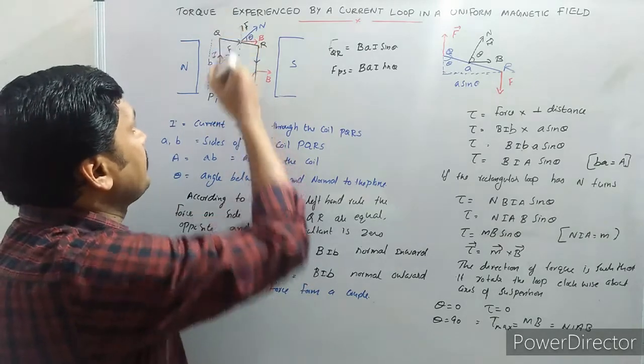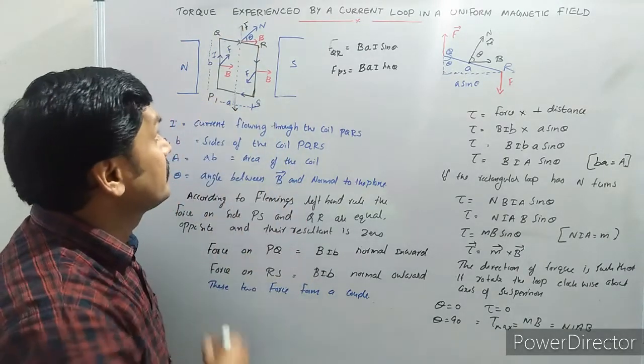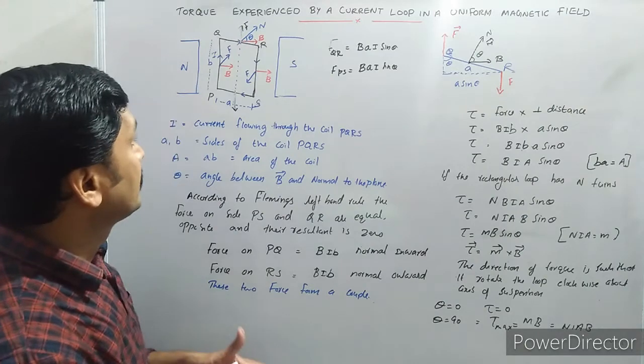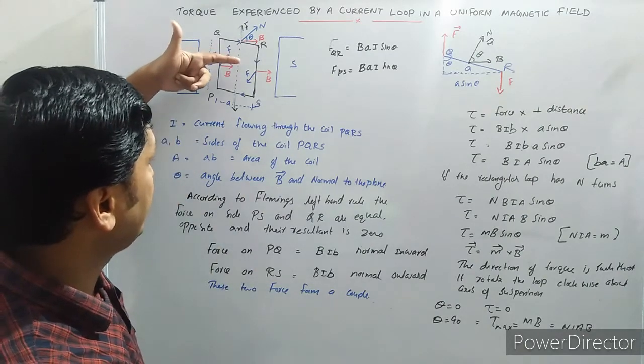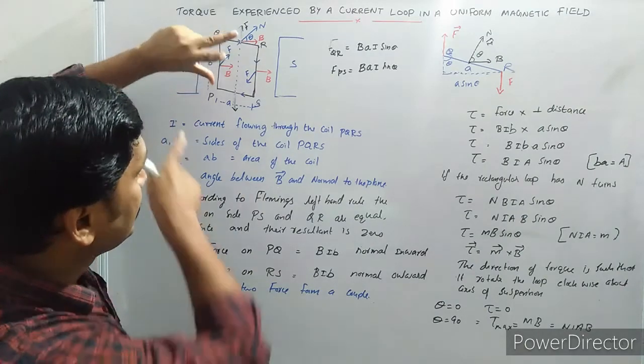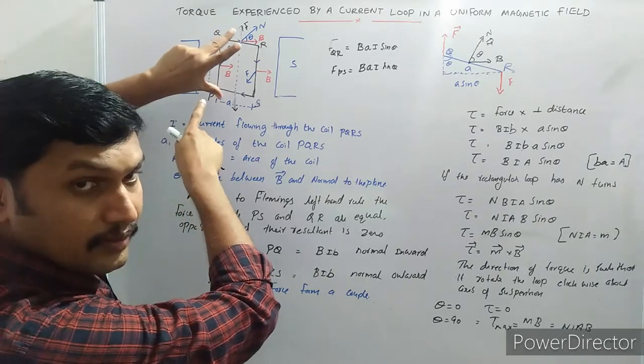Then what about the side PQ? The current gets reversed. So the direction of magnetic field is the same, but the current is just opposite to that one. So what happens to this?